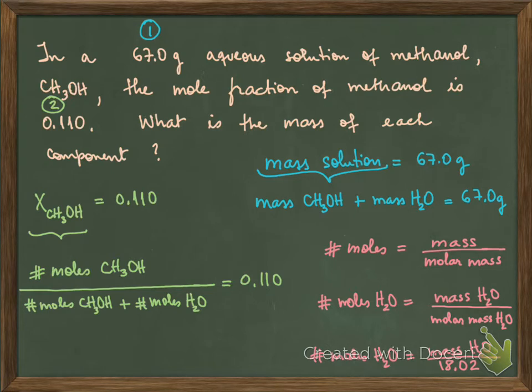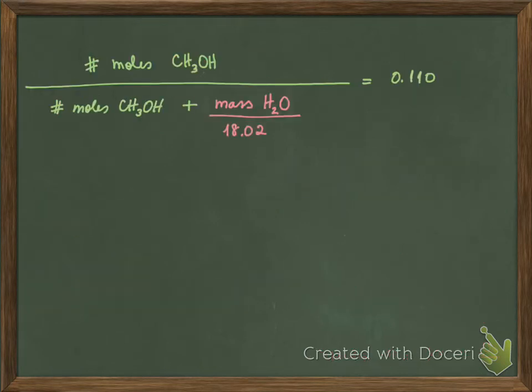The first substitution that I will do is to take the number of moles of water and substitute it in the mole fraction equation. So the first substitution looks like this. I took the number of moles of water and substituted it by mass of water over molar mass of water.